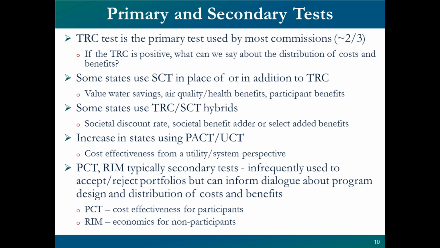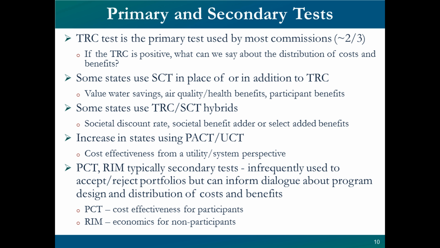I think that the first 3 bullets on this slide just talk about some of the differences and the nuances between ways states treat the overall broad test. And then the program administrator cost test is used to look at it from a revenue requirement. So do my bills go up or down? And then there's a RIM test, which is really looking at rates going up or down, and it's a non-participant test.